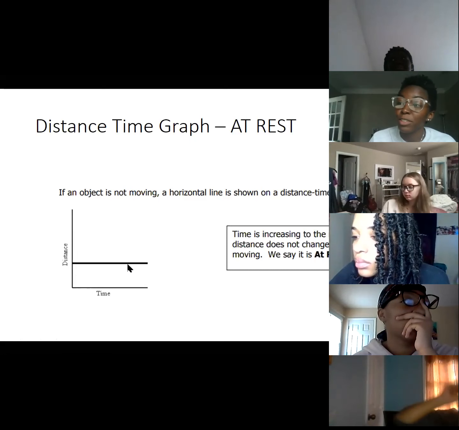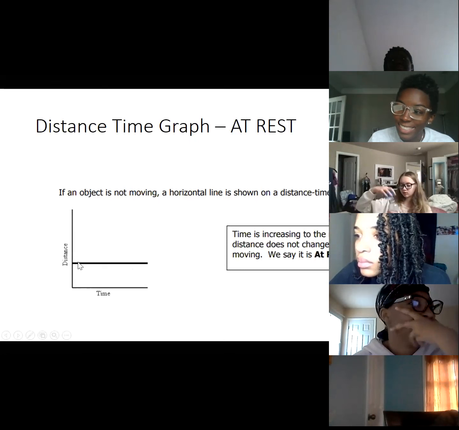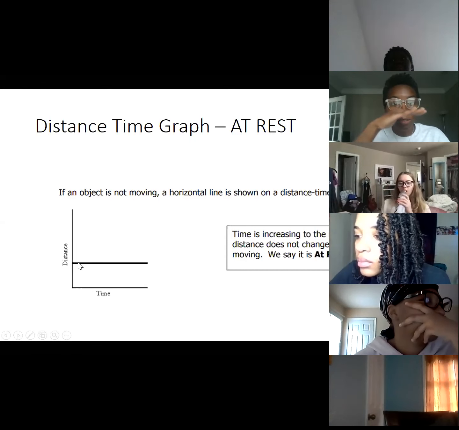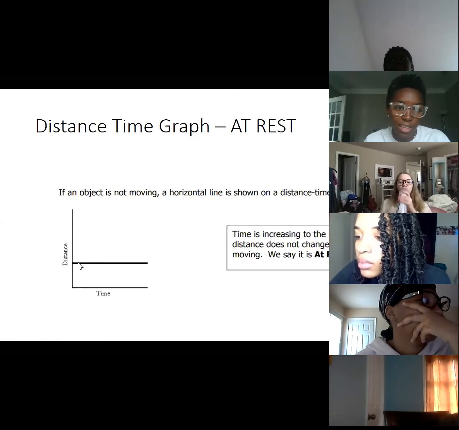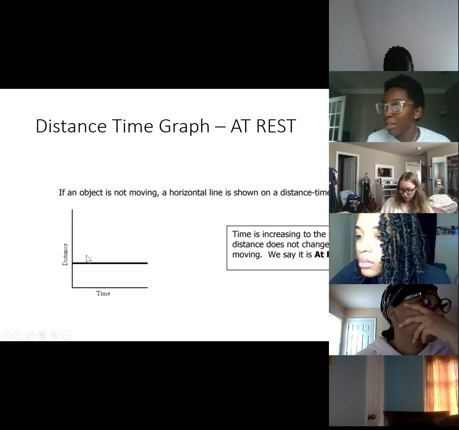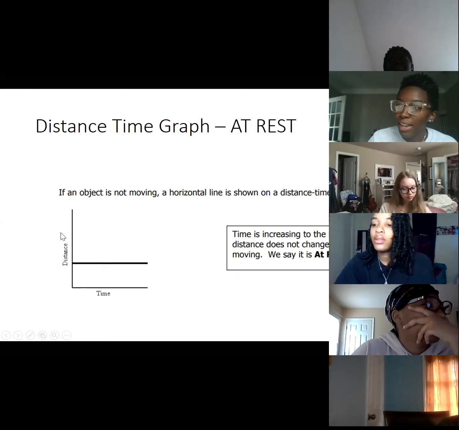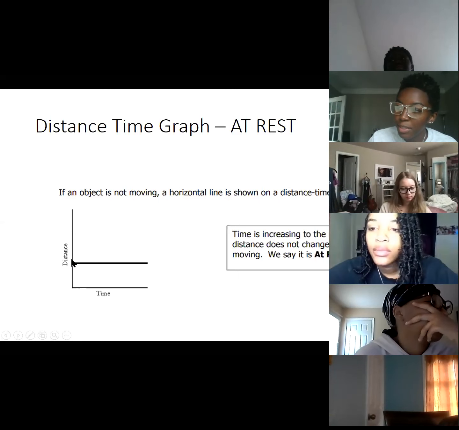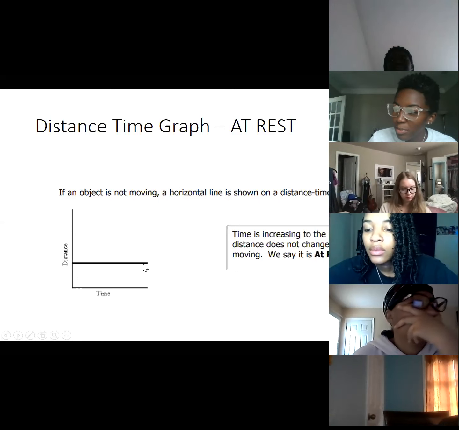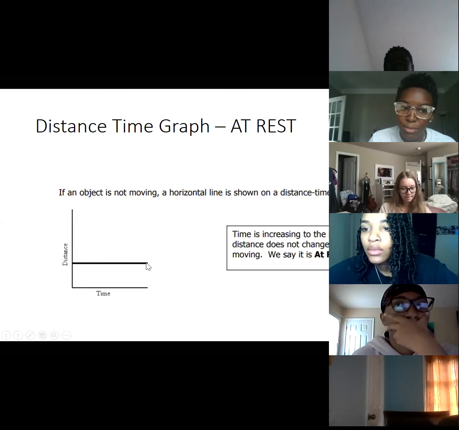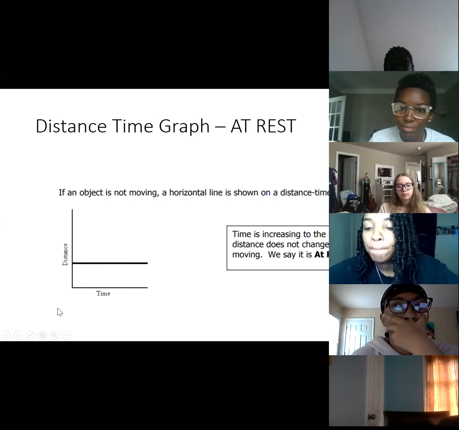Now, when we go to another graph, if this isn't flat, it's moving, but it's moving at a constant speed. We'll get to that and you'll see the difference in a second. But the important thing to look at is this y-axis. This is the distance. My distance is not changing, but time is, so I am not moving. Everybody understand that? That makes sense, right?